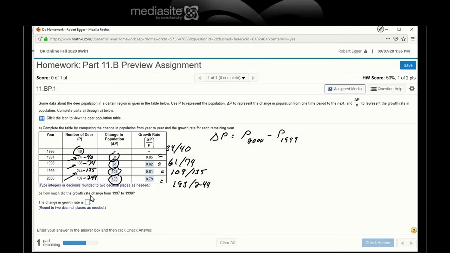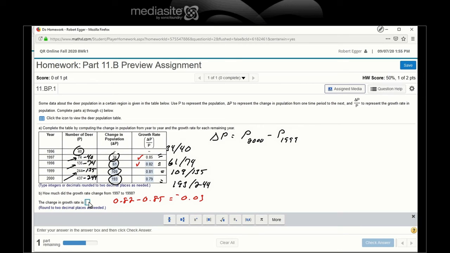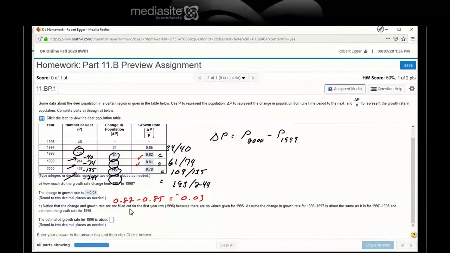And how much did the growth rate change from 1997 to 1998? So that should be 0.82 minus 0.85, which is 0.03 negative. Okay. Ooh, numbers are changing, shifting.